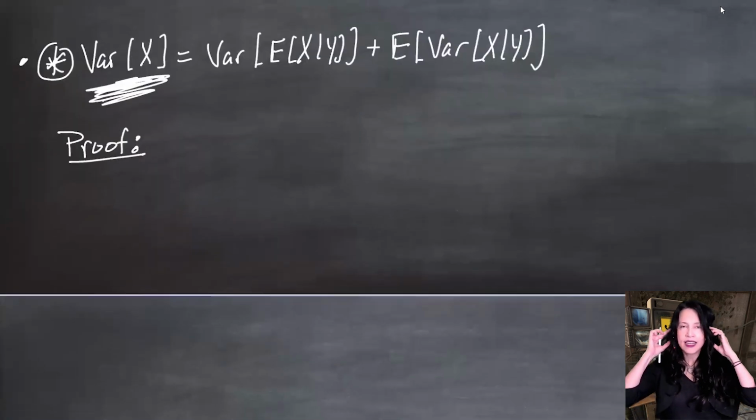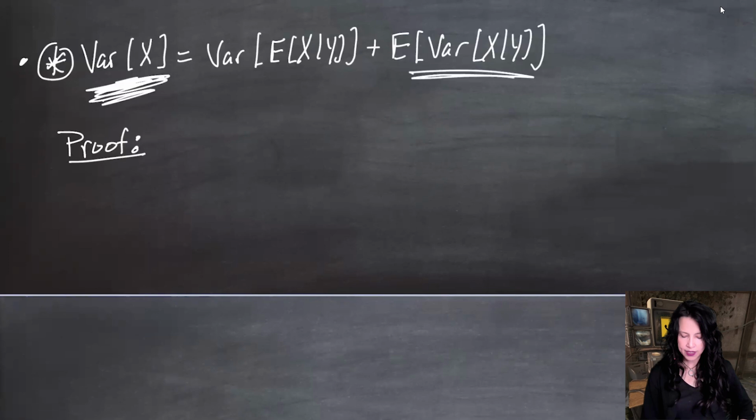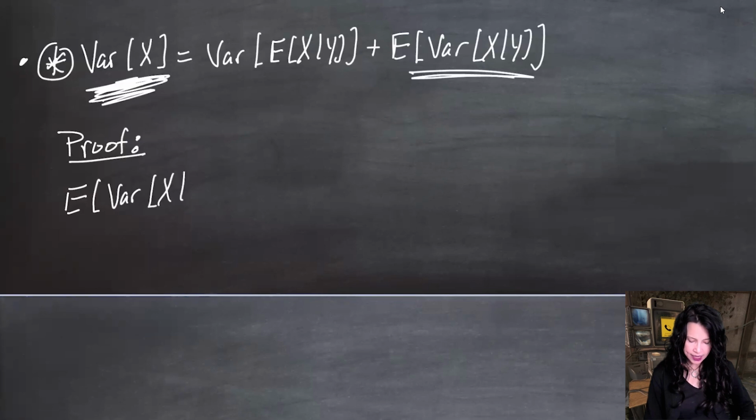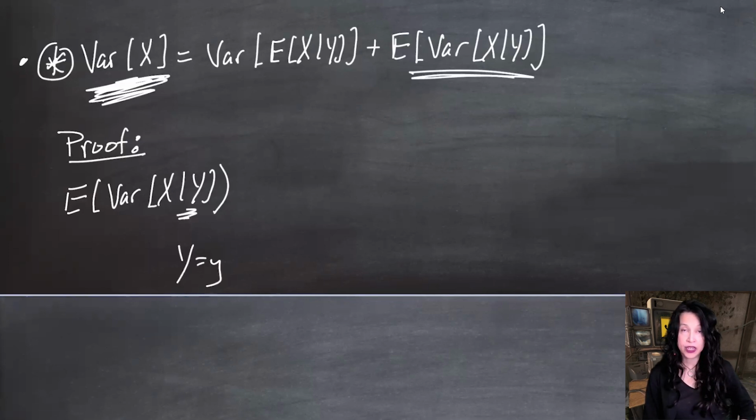To prove this, I think it's easiest to start with this. So that's what I'm going to do. The expected value of the variance of X given Y. If this y was lowercase, if this was Y equals y, then the expected value is just that variance again because it's a constant. So there's nothing to take the expected value of. But this thing inside the expectation is a function of Y.